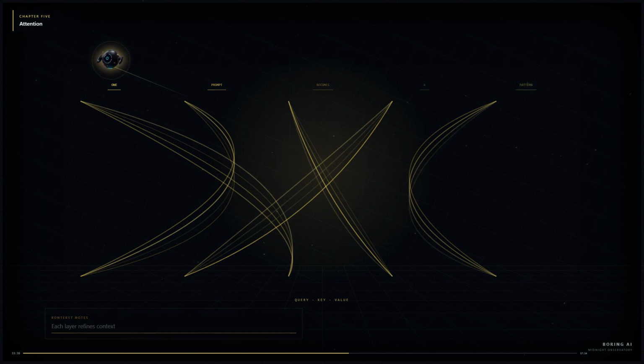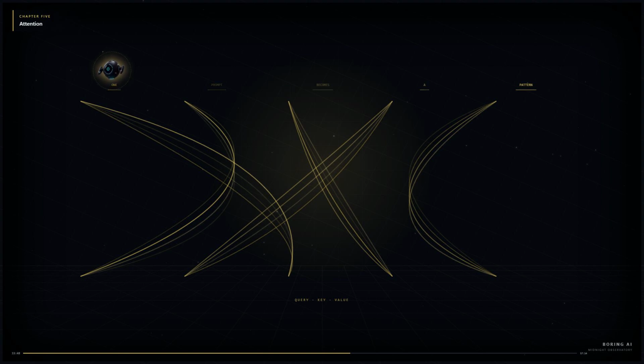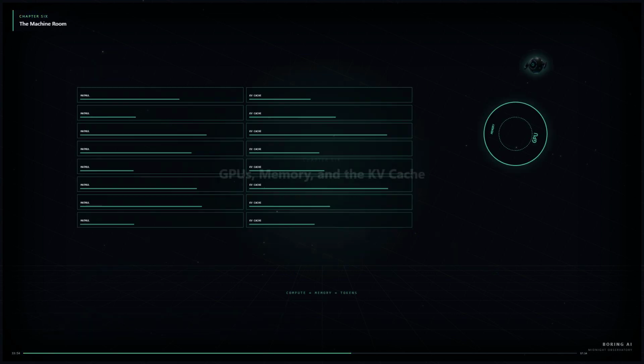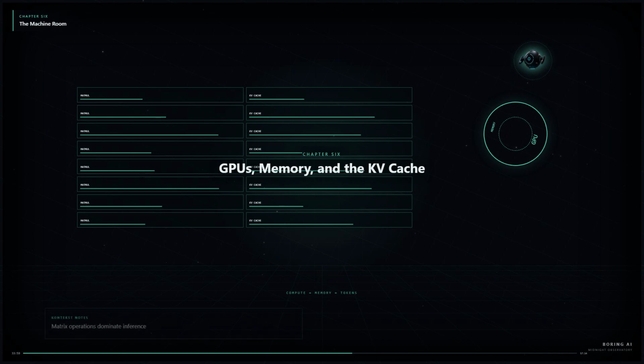Context moves past the attention lattice. Thousands of cyan connections brighten and fade. One amber line survives to the far side, carrying the prompt's active state toward the machine room. Chapter 6: The Machine Room of GPUs and Memory.